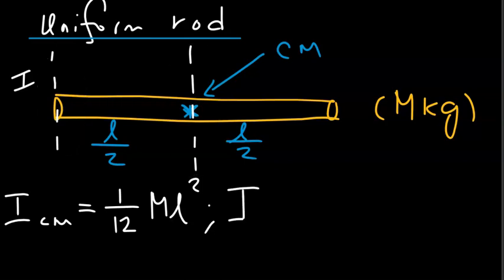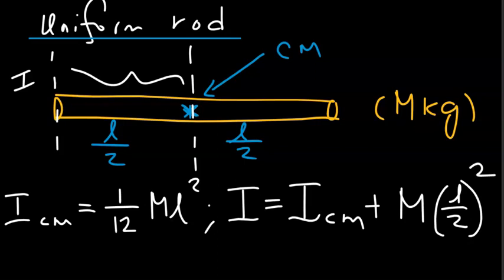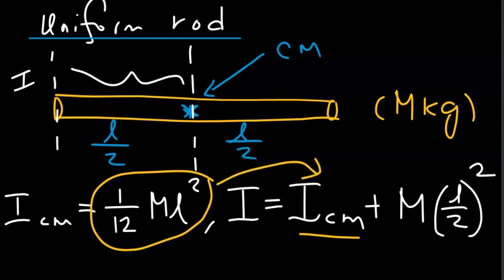So the new moment of inertia I is given by the moment of inertia about the axis through the center of mass, which is that, plus the term that is dependent on the distance between the two axes, which is L/2. So the mass of the entire rod times (L/2) squared. Since we know the first term is 1/12 ML squared, substituting that in here, we can calculate I to be 1/3 the mass of the rod times the square of the length of the rod.